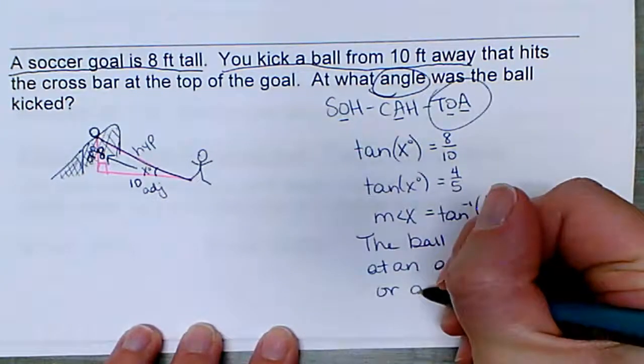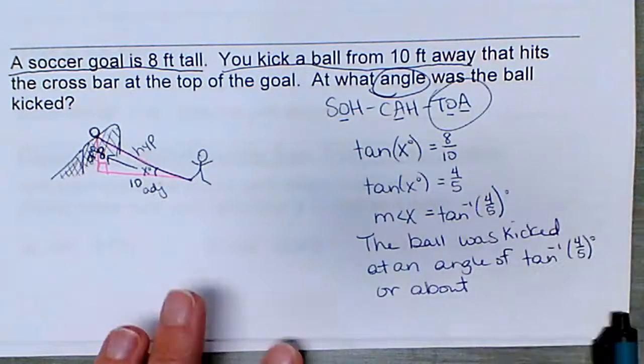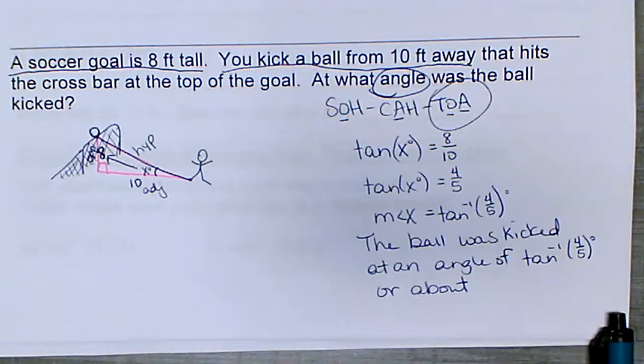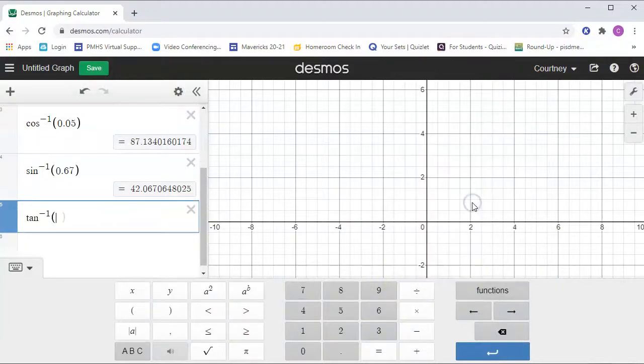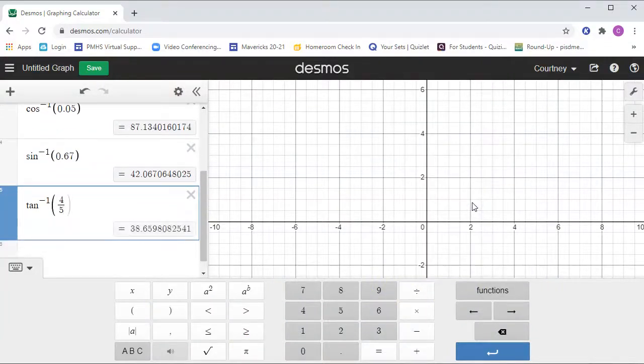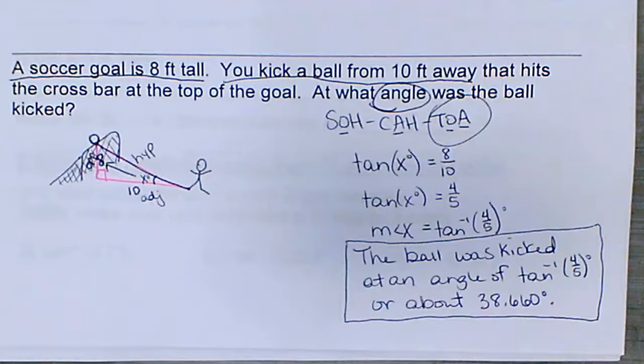or about, so here we are going to give kind of a rounded answer. So or about, let's pull up our calculator. If I go find the inverse tangent function, and I take it of the fraction 4/5, I get about 38.6, so 39 degrees. So today we were able to use the inverse trig functions to find missing angle measures in our right triangles.